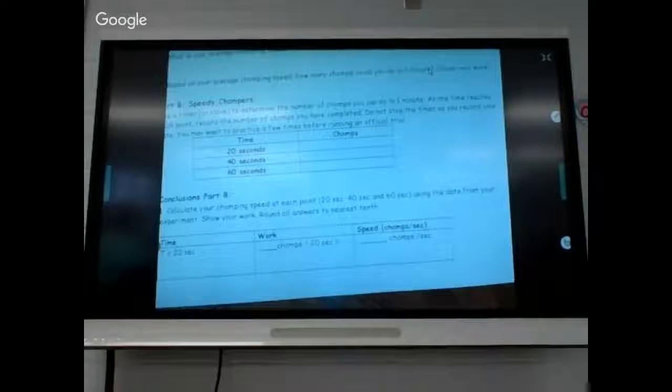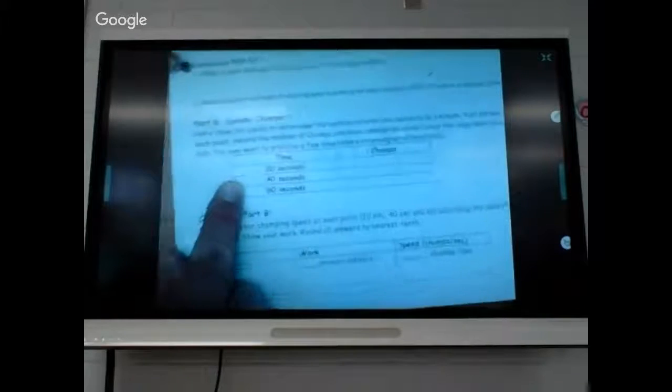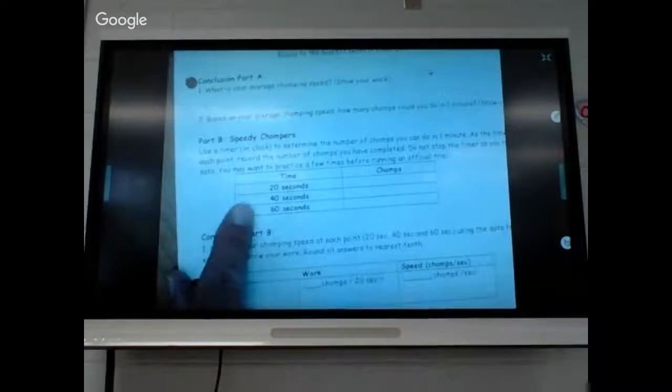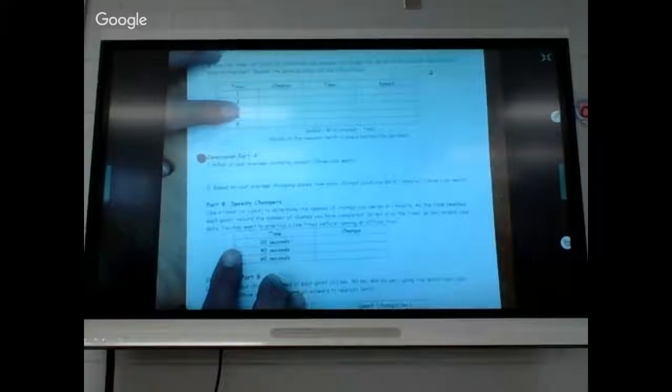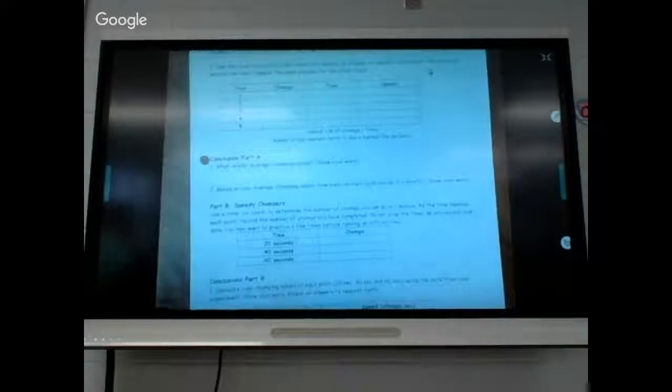You got me? Okay. You've got to fill in these 2 tables right here. These 2 tables right here, you have to fill in today. Everything else we can do tomorrow, but these 2 have to be done today. Everybody got me? Yes. Okay. Chew, count, and calculate.